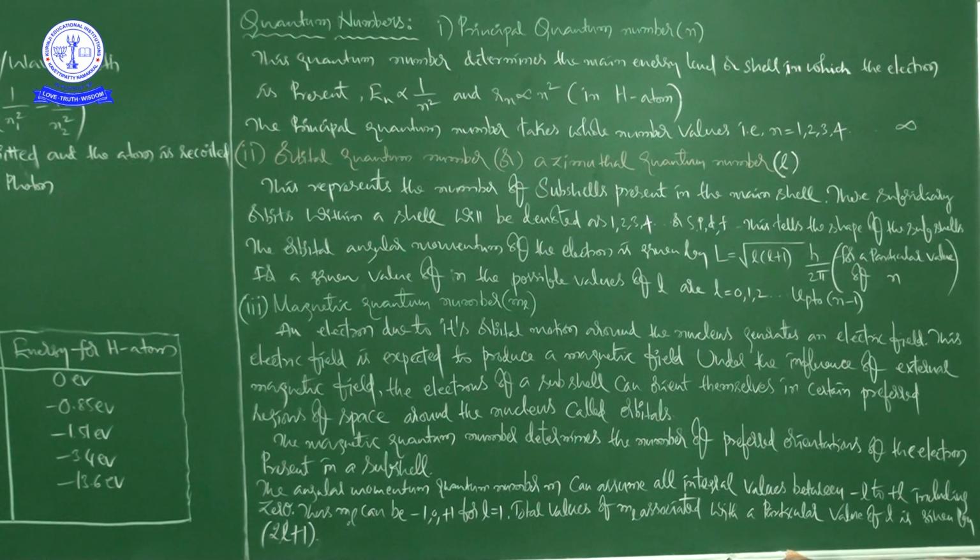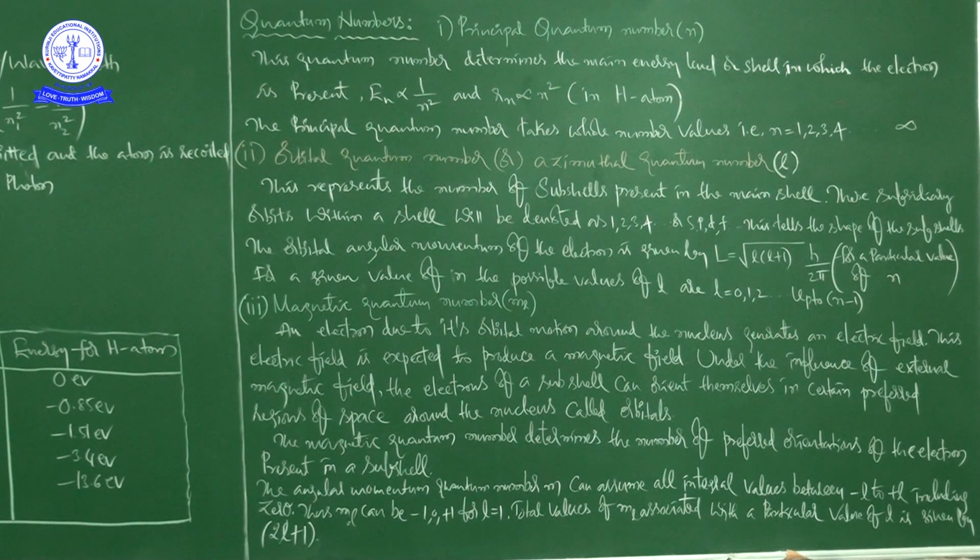See here. This represents the number of subshells present in the main shell. These subsidiary orbits within a shell will be denoted as 1, 2, 3, 4, otherwise s, p, d, f. In chemistry also you are getting s, p, d, f. This tells the shape of the subshells.